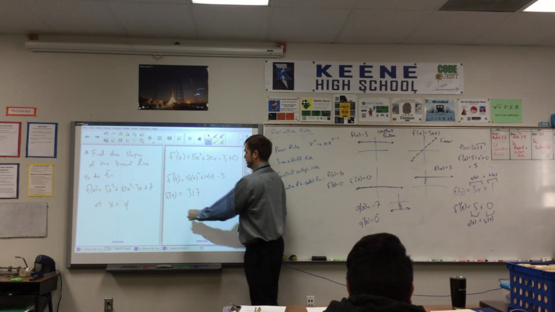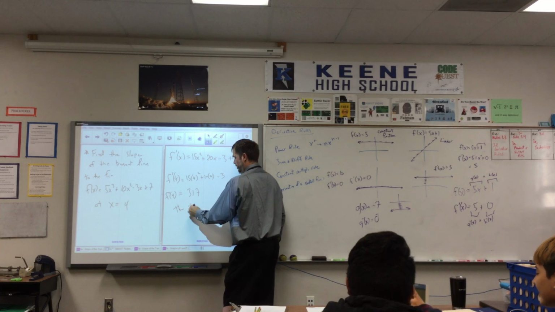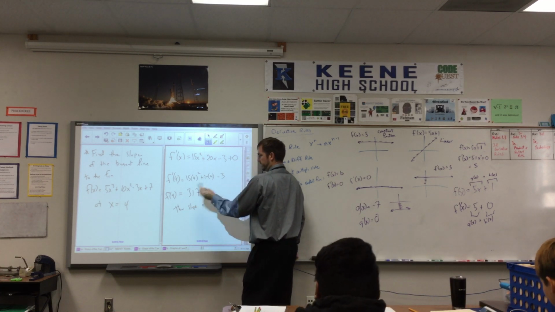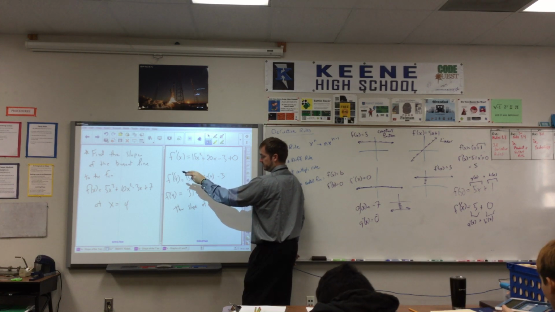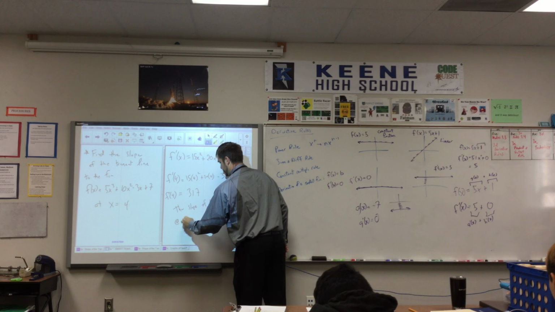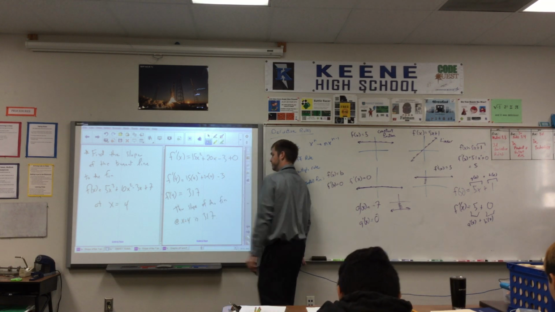So if we were to write this in a complete sentence, we would say the slope of the function, I'm not going to write the function definition down there, of the function at x equals 4 is 317.